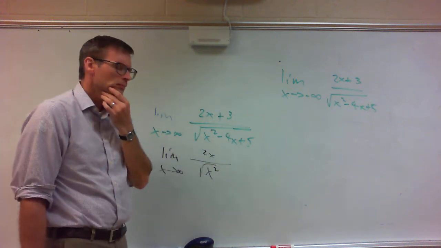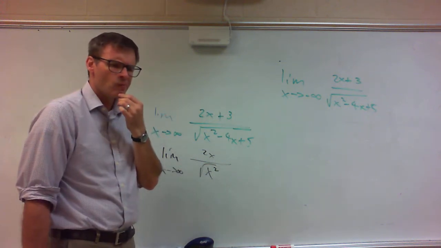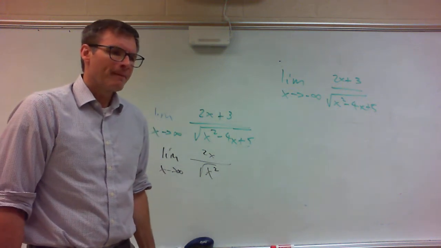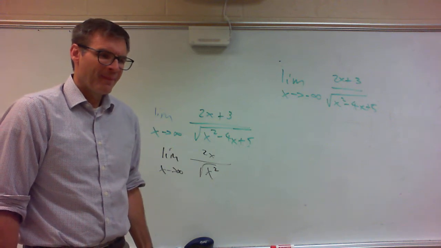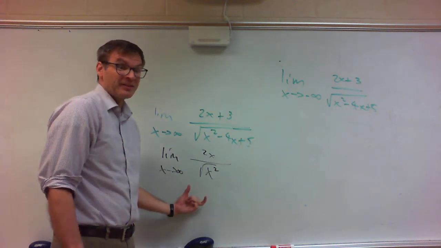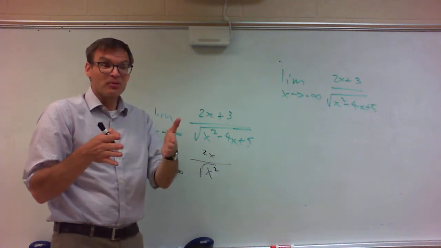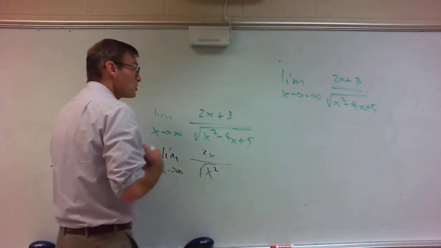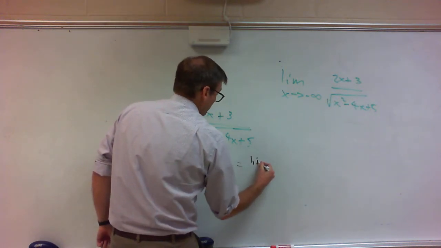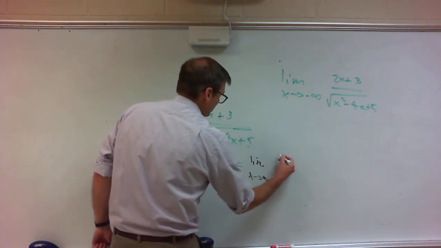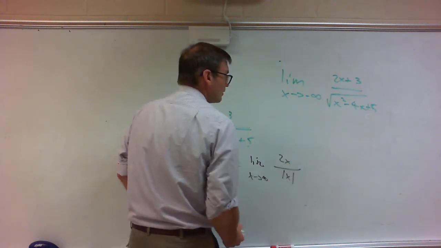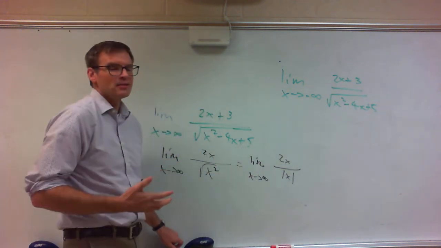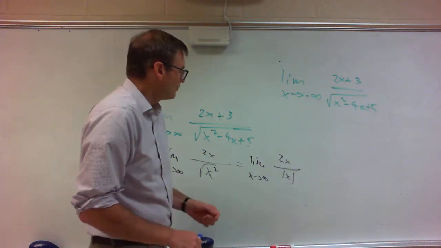All right. Oh, wait a minute. What's the square root of x squared? Remember, we had this massive conversation that the square root of x squared is the absolute value of x. So this is now the same thing as the limit as x approaches infinity of 2x over the absolute value of x. And now, after we've thought about this, we can answer the question.